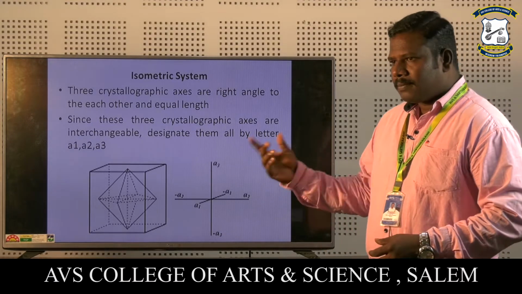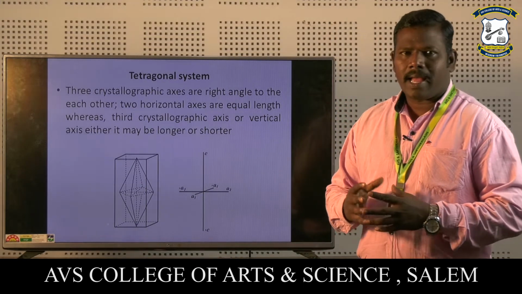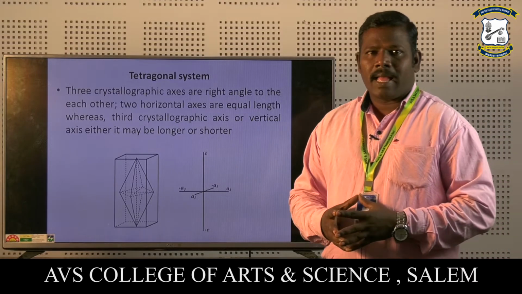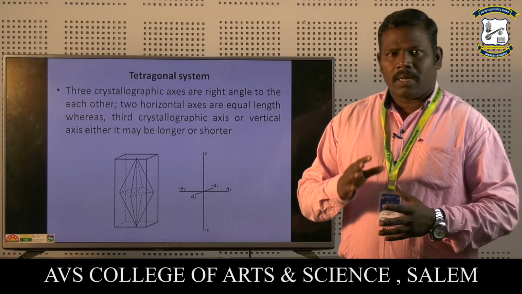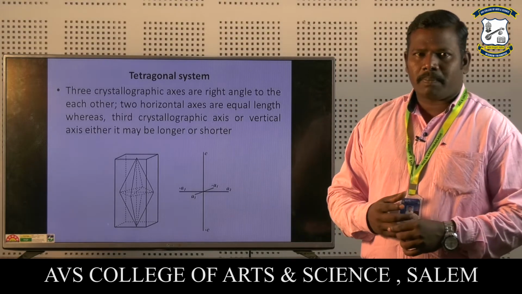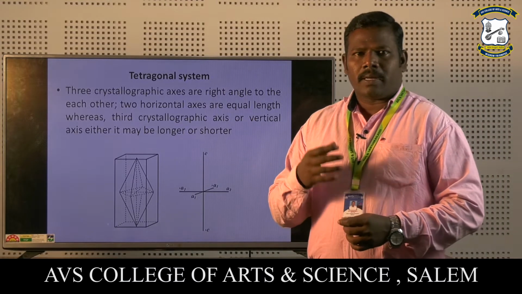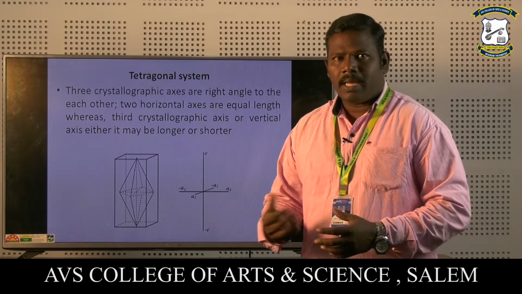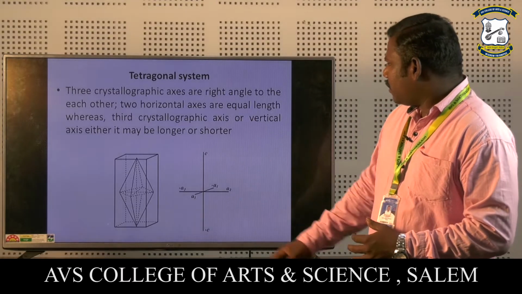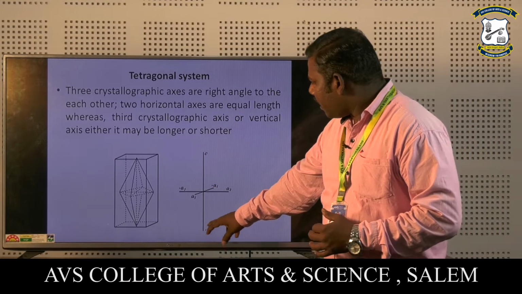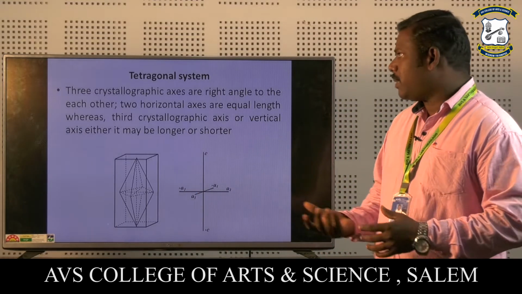And the second one is the tetragonal system. Here all the three crystallographic axes are perpendicular to each other. Among these, two horizontal axes are of equal length and one vertical axis is perpendicular. The vertical axis may be shorter or longer when compared to the horizontal axes, as we can see here in this picture. This one is the vertical axis, which may be shorter or longer than the horizontal axes.